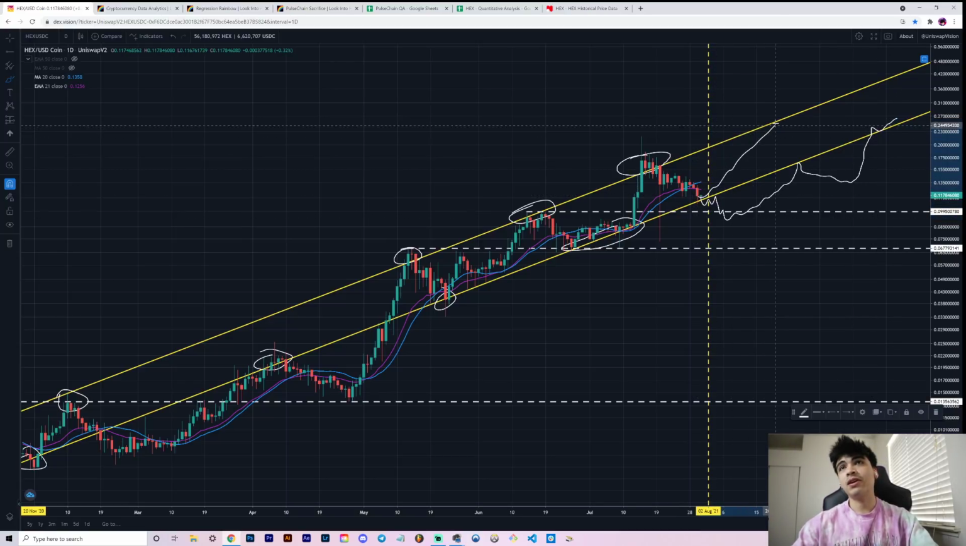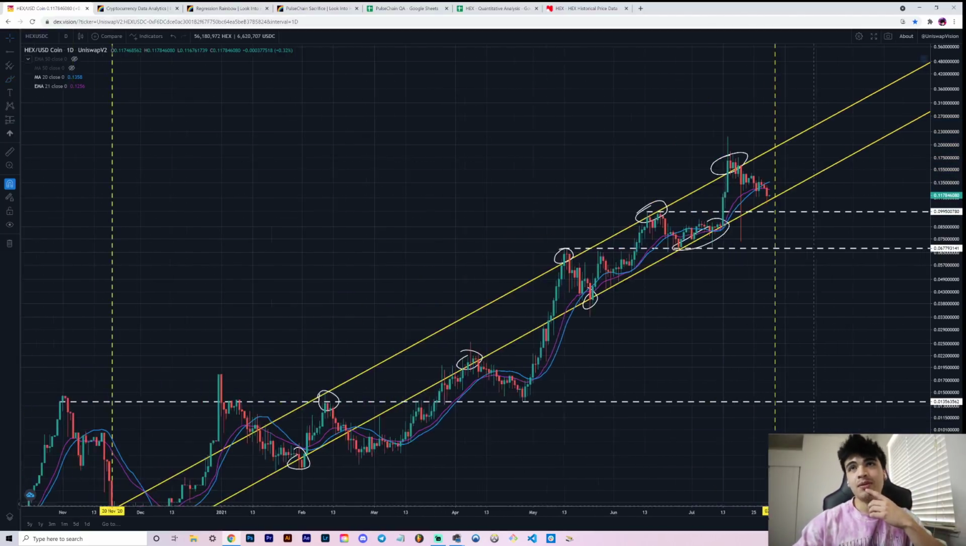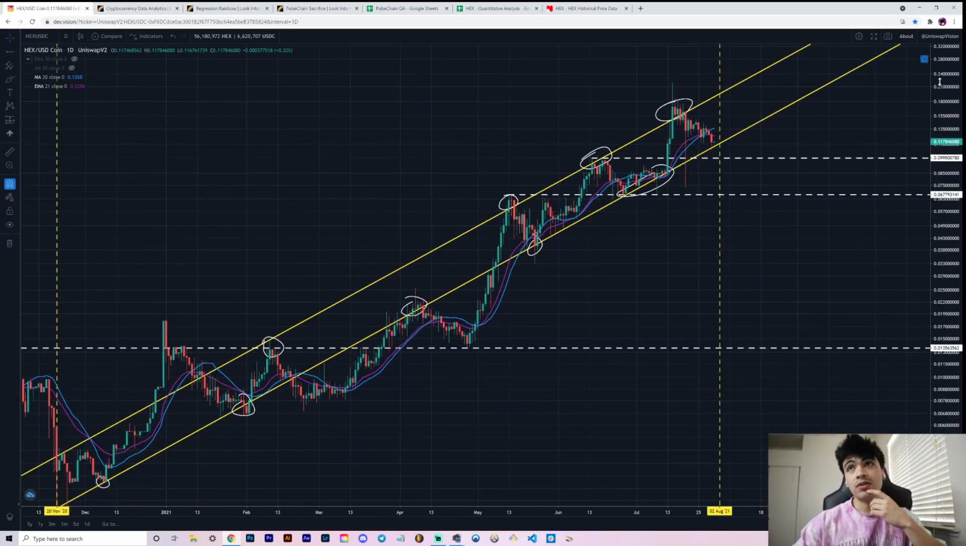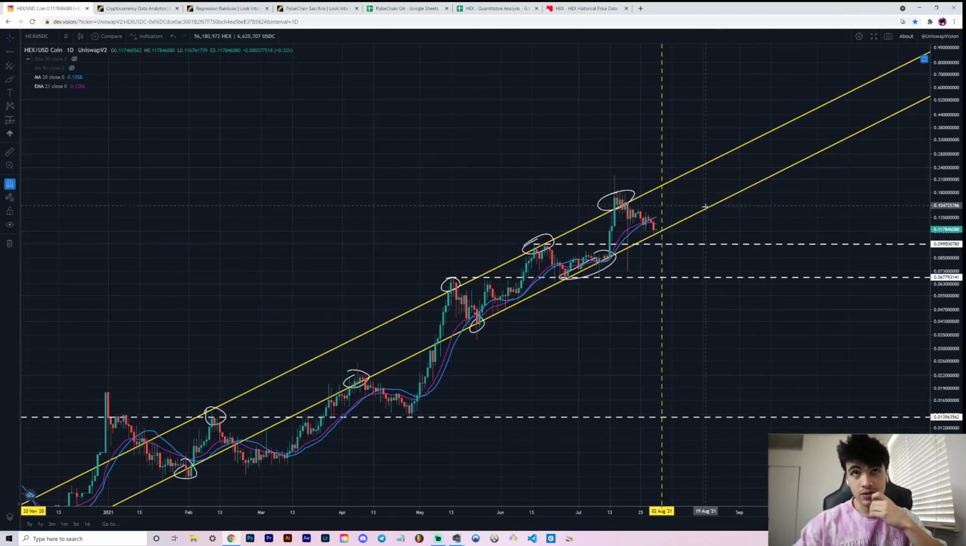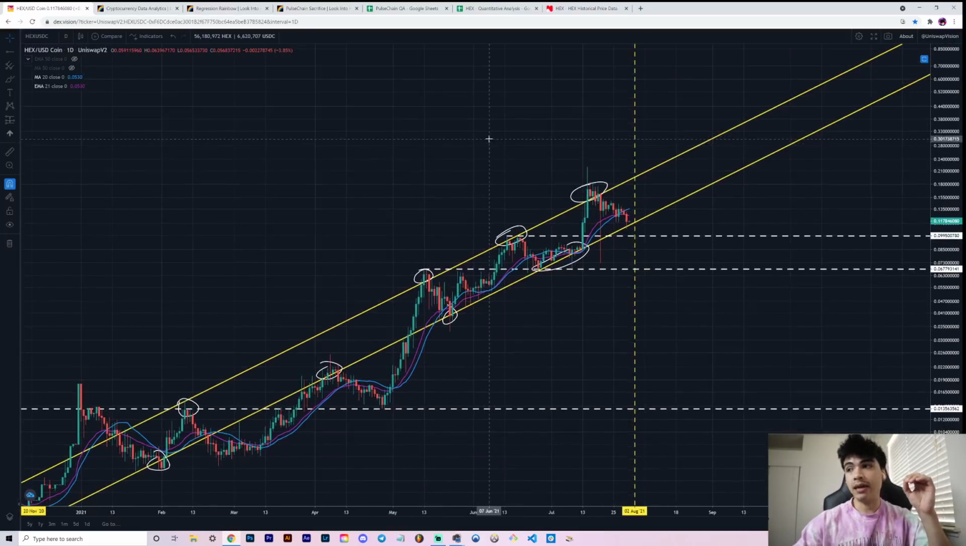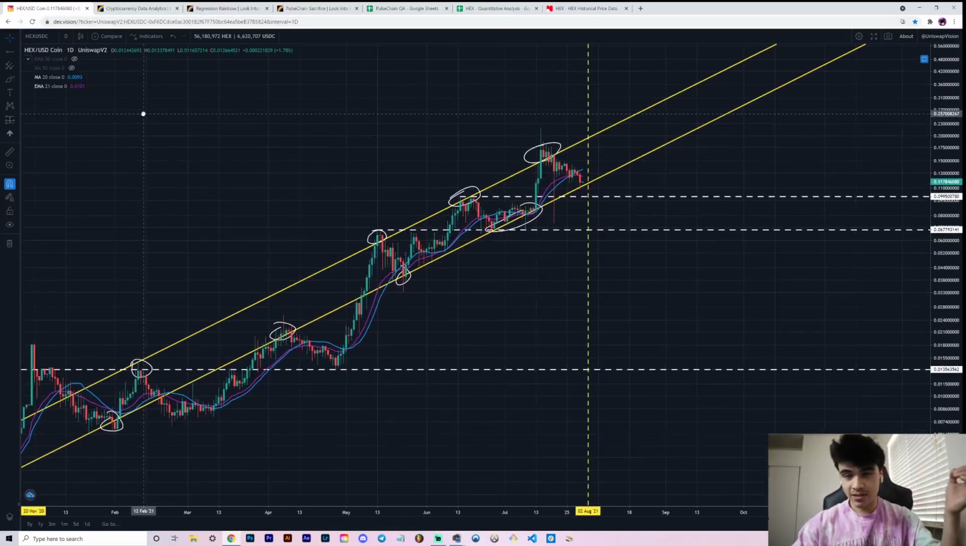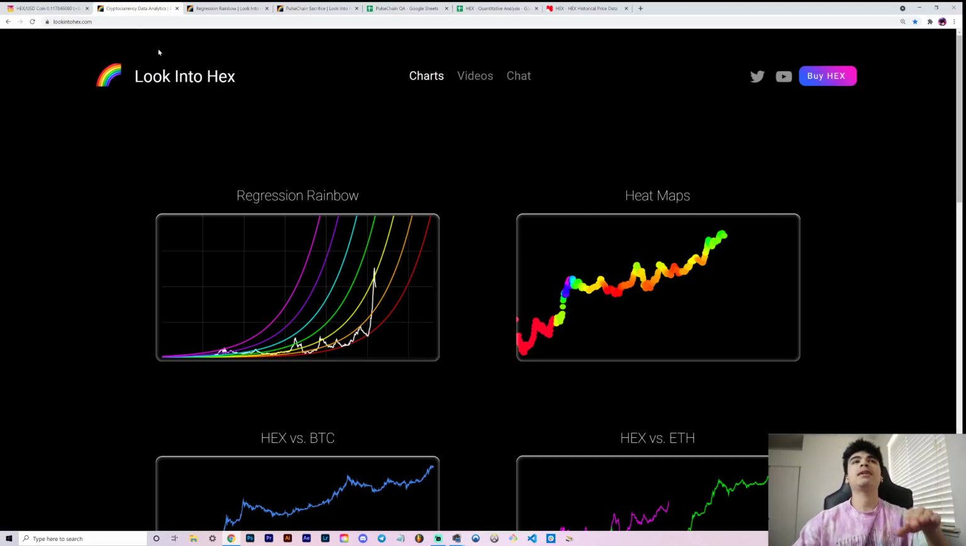It could be a bounce from here, or it might be a continued move down followed by a bounce, right? So a bunch of things could happen, really. Anything could happen. I do think these levels are significant though, and I pointed out how in that analysis just there. So kind of finishing up with the TA side of things, let's get into some QA, some quantitative analysis with the charts on LookIntoHex.com.